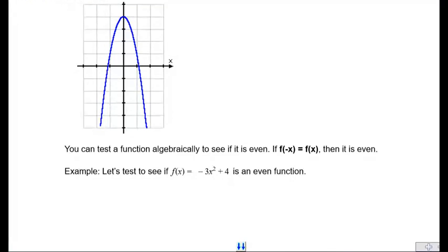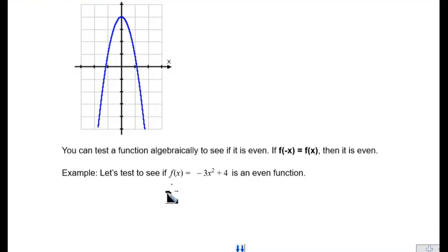Sometimes when you are testing symmetry, you don't have the graph provided, you only have the equation. And so there is an algebraic way to test symmetry. What we do is we make a replacement. Everywhere that we see an x in the function, we replace it with negative x. Make sure that when you're doing this replacement, you use parentheses in each of these locations. And then we simplify, clean up this new function.